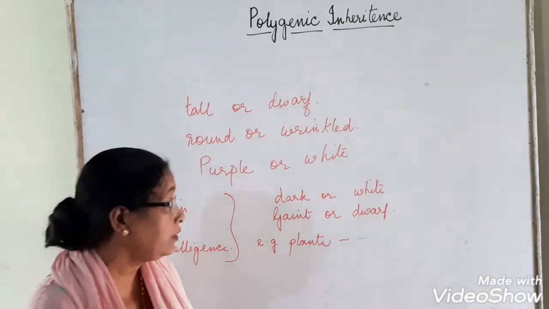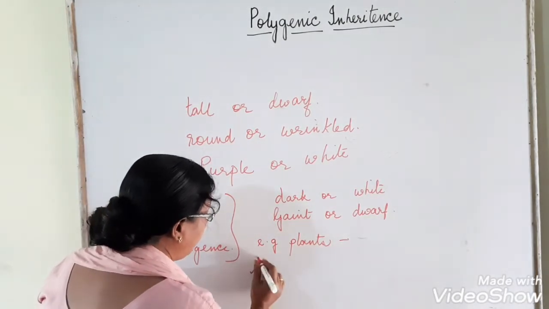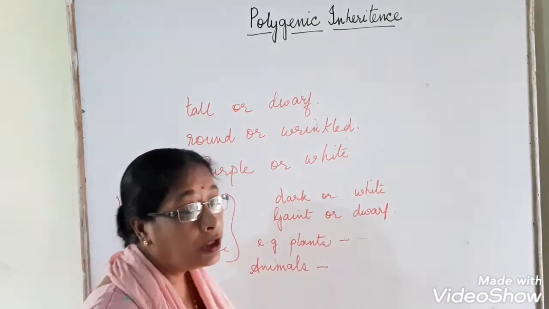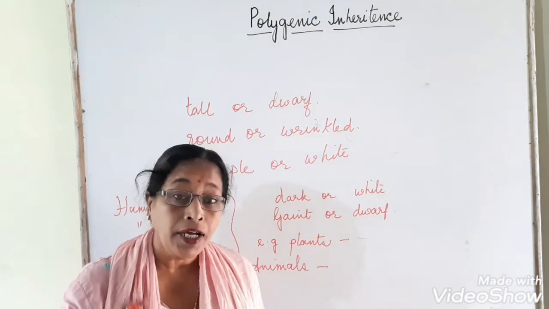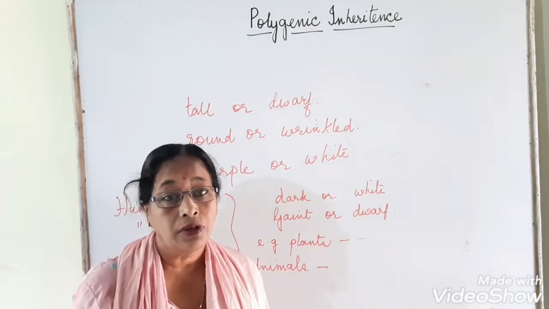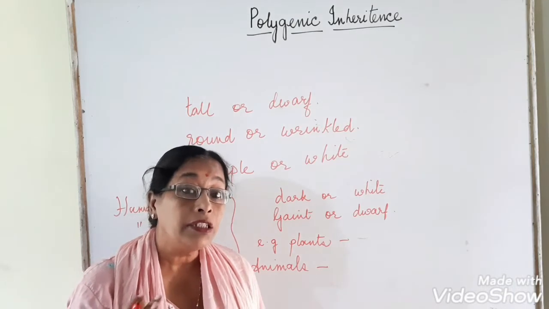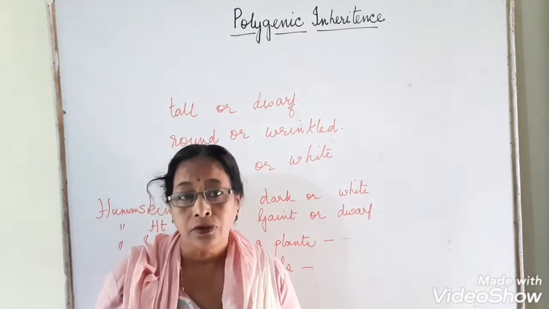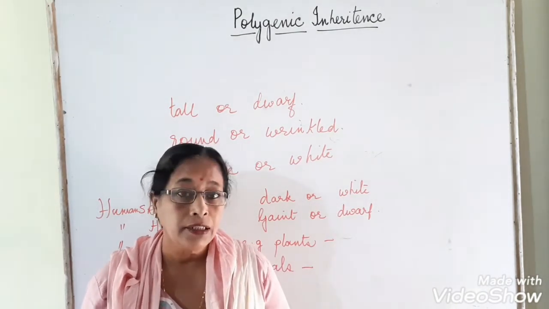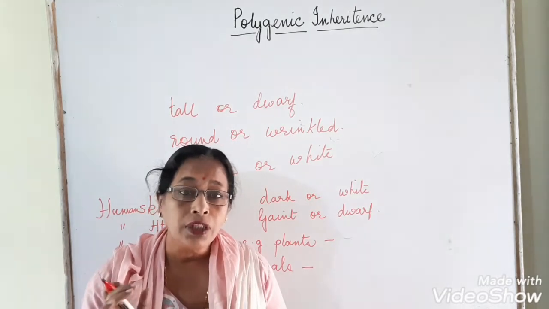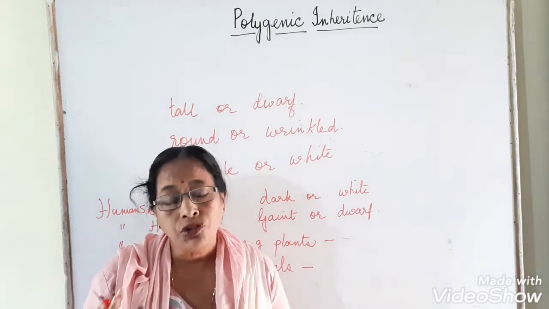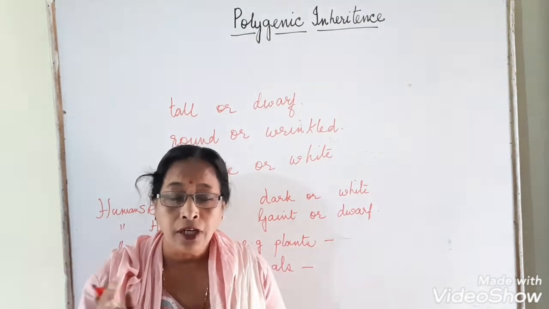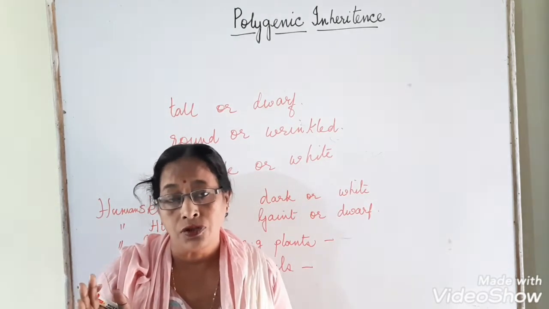In animals, we can take the example of milk production in cattle. The height of the animals is also expressed by multiple genes, many genes. Because these characters are expressed in units of length, time, weight, these are quantitative characters which are continuous. They show continuous variation as compared to discontinuous variation.